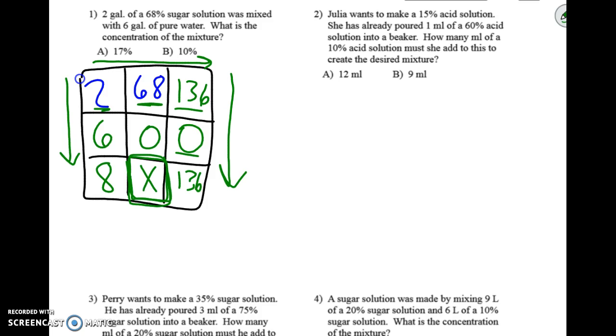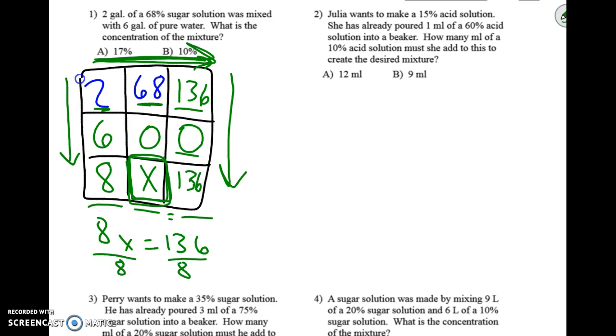So what's my math problem? My math problem is going to be 8 times x equals 136, because we multiply this way. So 8x will equal 136. We're going to divide by 8. Give you a second to catch up. And so x will then equal 17. And there is my answer. It is A, 17.